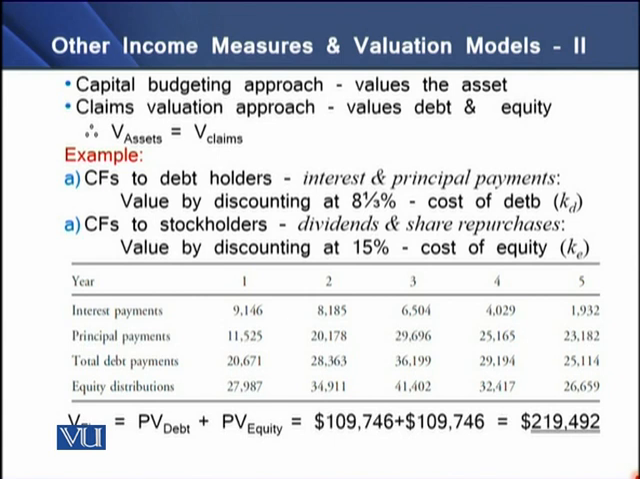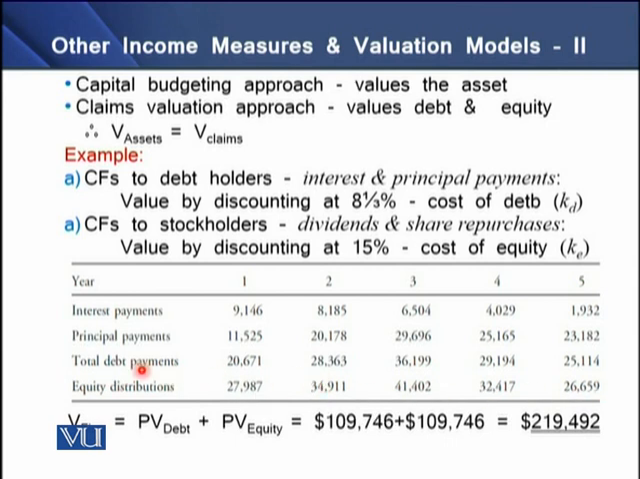Again, we have a table of a 5 years project life. In the first column, we have interest payments and principal payments. These two payments go to the debt holders. So we have total debt payments from year 1 to year 5. Then we have the cash flows for distribution among the equity holders from year 1 to year 5.